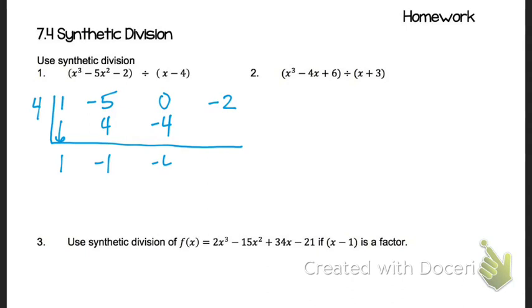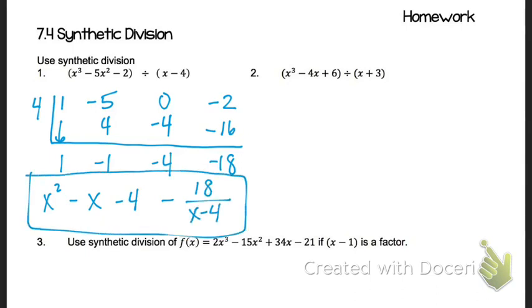Wait, did I do something wrong? Let's see. You're right, it doesn't say it's a factor, so I am going to have a remainder. So since it doesn't say it's a factor, I can get a remainder. So I'm going to write this as x squared minus x minus 4 minus 18 over x minus 4. Yeah, you keep the negatives. Like if there's a negative in front, you put them.